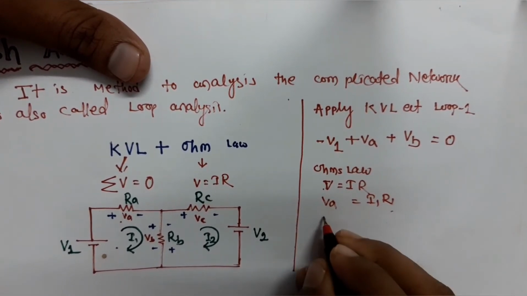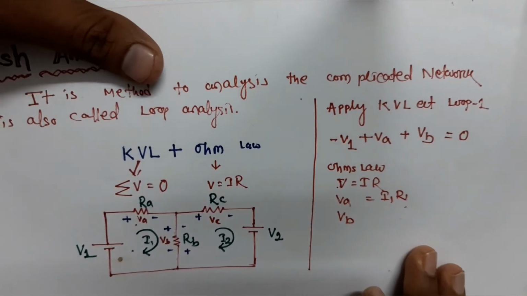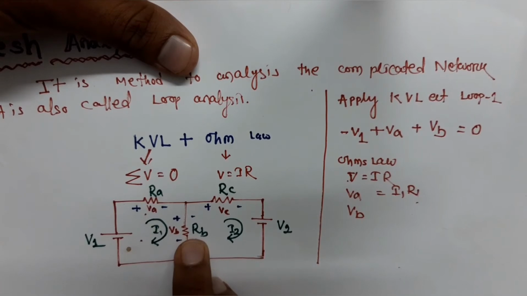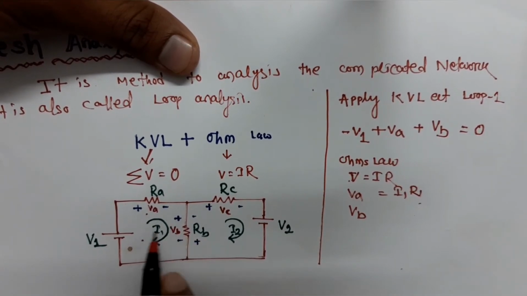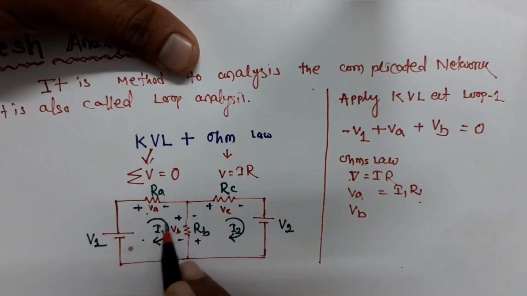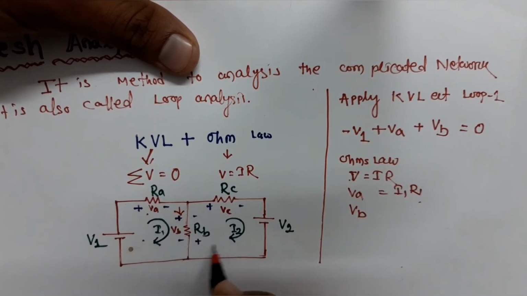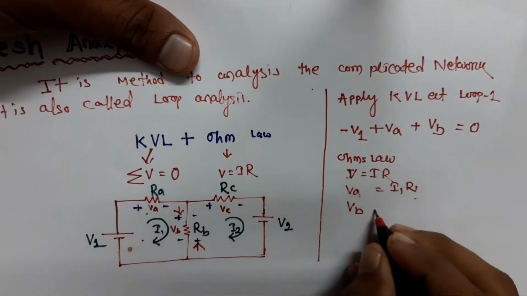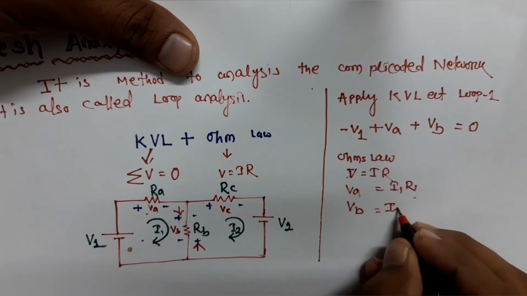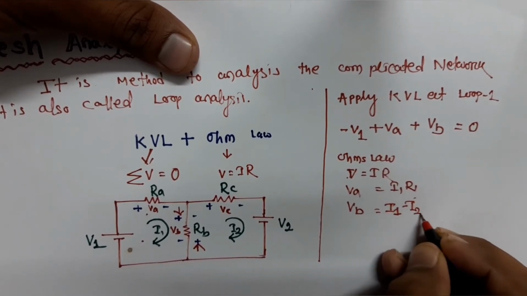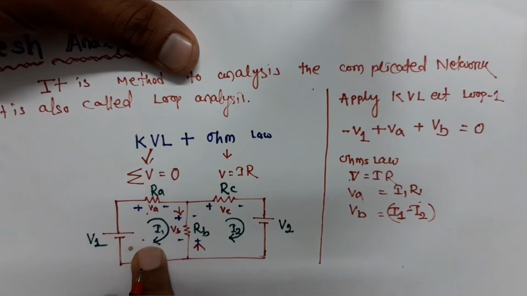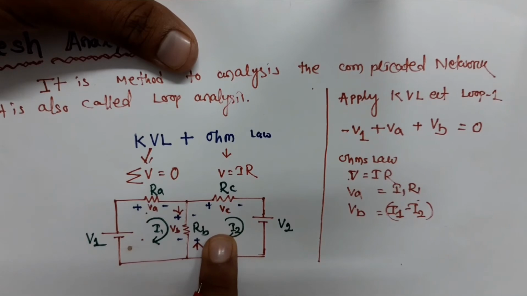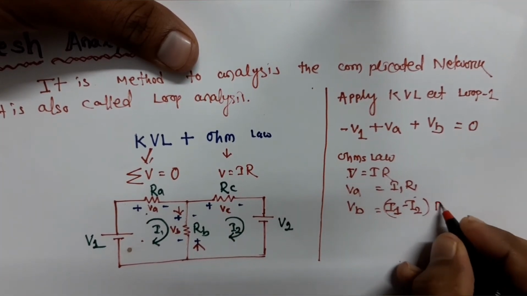Next VB, here is the interesting twist. VB is the voltage drop across RB. See here, I1 is a current and I2 is also a current. Here I1 and I2 are flowing in opposite directions. So the current is I1 minus I2, because here we consider loop 1, so I1 is higher. Always the higher current is subtracted by the lower. I1 minus I2 into R2.